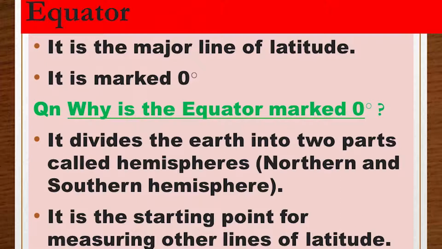So why is the equator marked 0 degree? One of the reasons is that it divides the earth into two parts, which you can refer to as hemispheres. So we have the northern hemisphere and the southern hemisphere. We are going to look at their meaning. We have also another reason. The equator is the starting point for measuring other lines of latitude, that is to say, the Tropic of Cancer, the Tropic of Capricorn, and other lines.